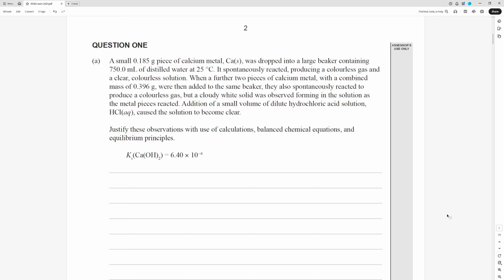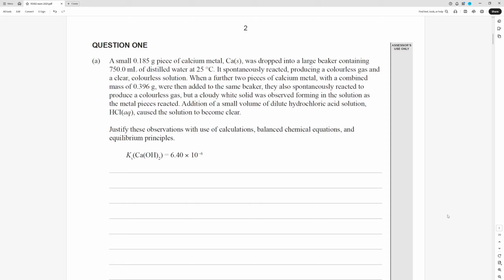Okay, so first thing to note then is we need to justify these observations. And what that means is we need to explain the different steps that occur. Firstly, the initial piece of calcium metal that's dropped in. Secondly, when the precipitate forms, and thirdly, when the precipitate disappears again. With these types of questions, first thing to do is to write out some balanced equations.